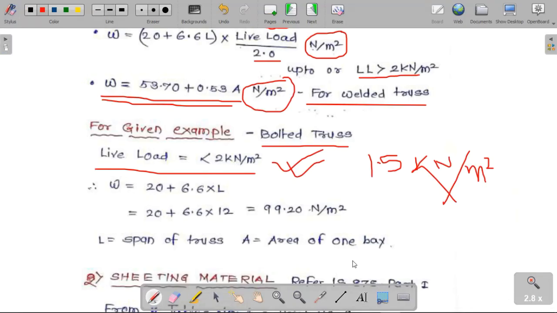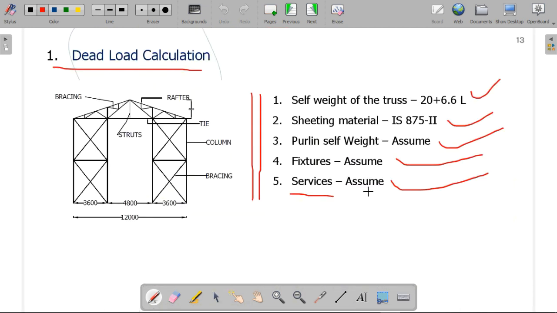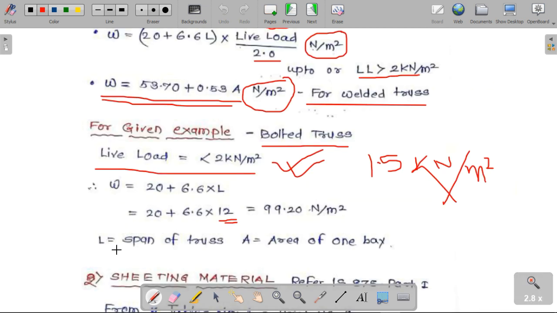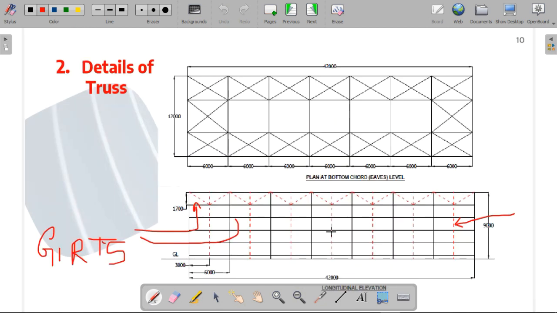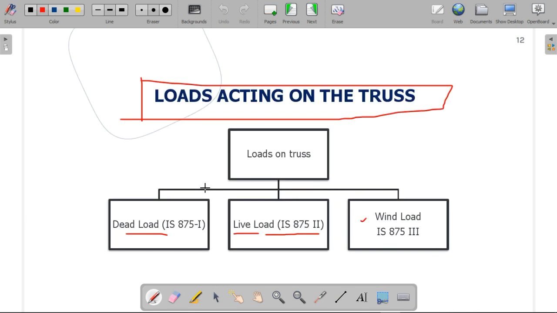Now considering this, we'll try to calculate the self weight, which is 20 plus 6.6 into 12, and this is the span of the truss that we are having, which we have already seen in the earlier slides. You can go back to those slides. So you can see the span of the truss is 12 meters. So considering this 12 meter only, we are calculating the self weight. L is the span of the truss, and area A is the area of one bay. One bay means area between the two column spacings. So if I want to calculate the area of one bay, 6 will be multiplied by 12. So 12 into 6 will be the area of one bay.